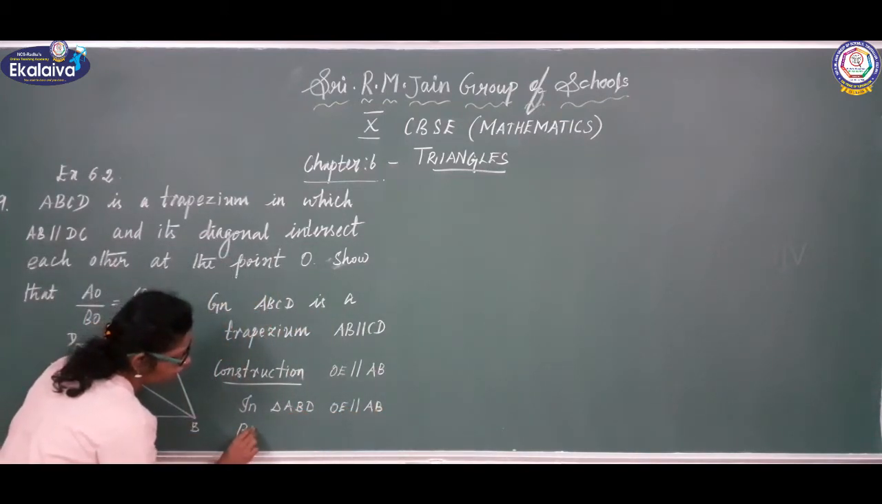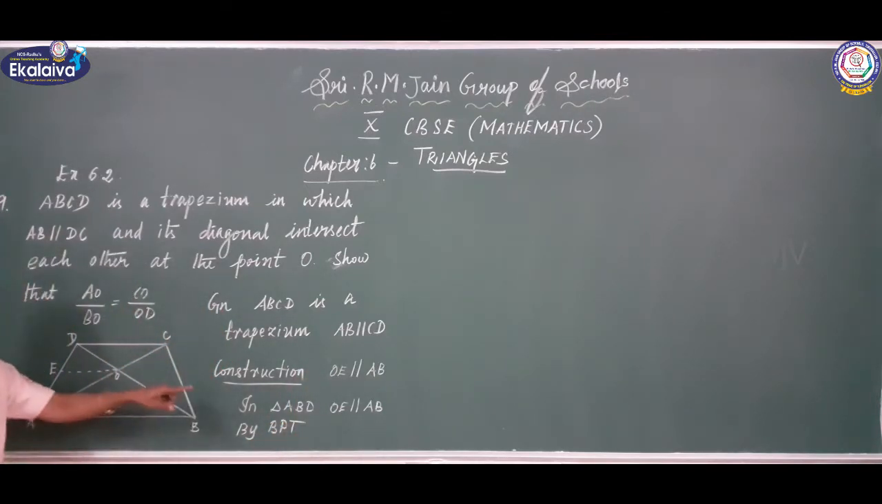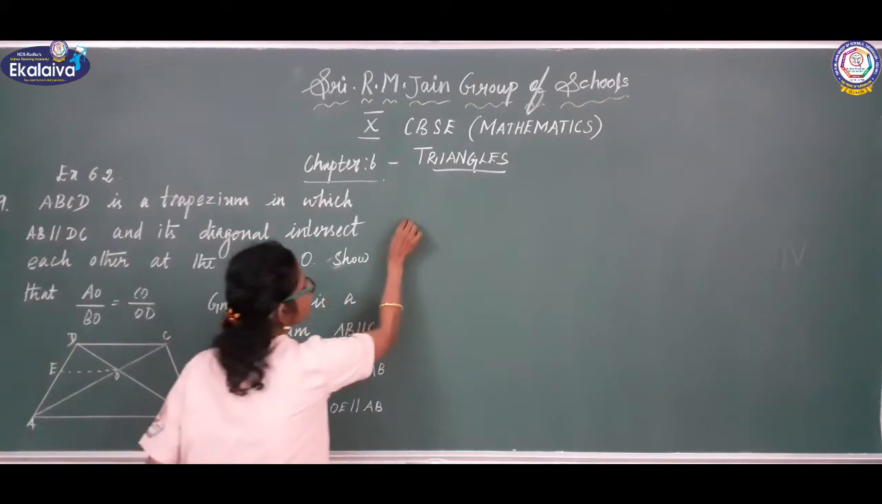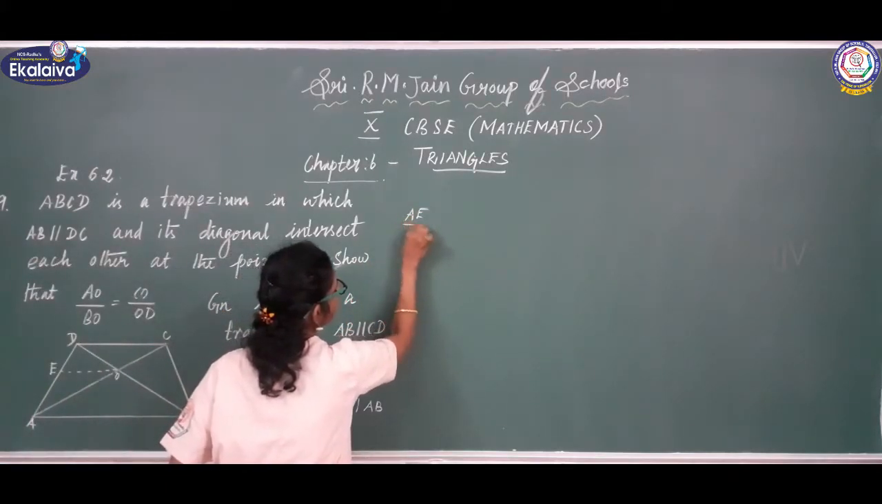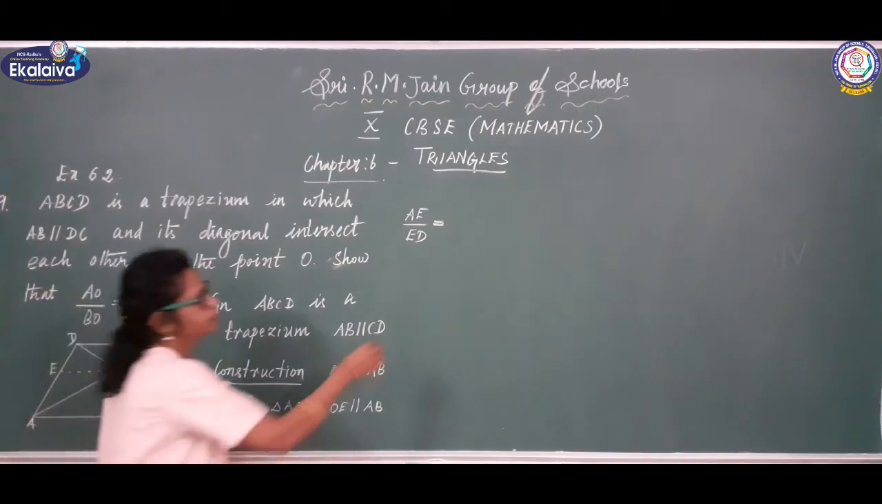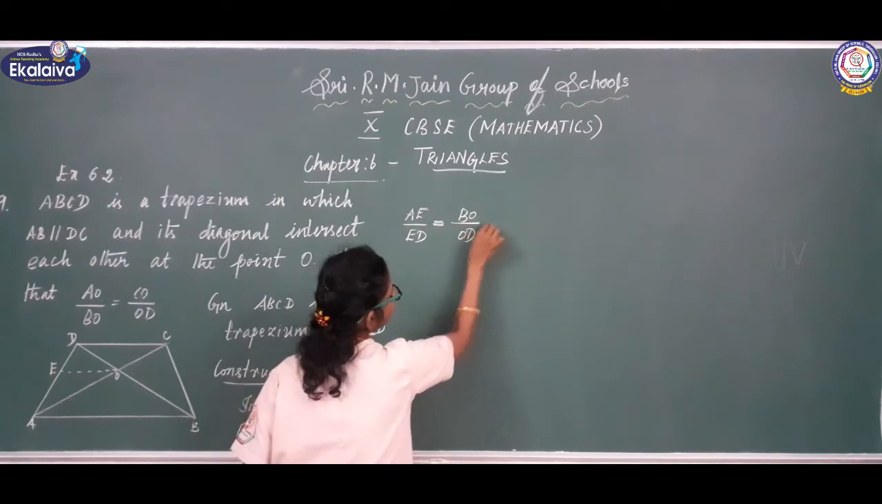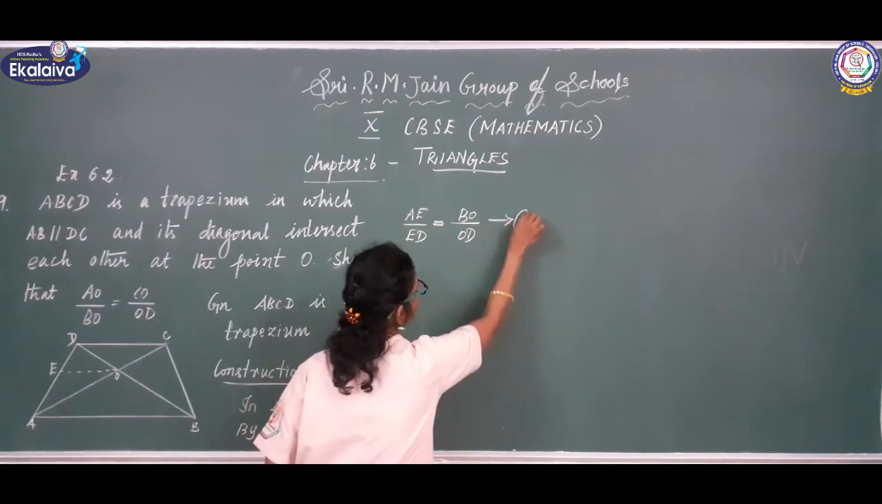By BPT, the line is parallel, so you are going to write the ratios are equal. Write AE by ED equal to BO by OD. This is equation number 1.